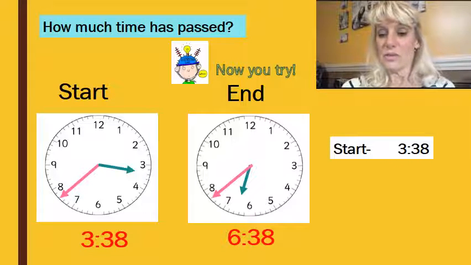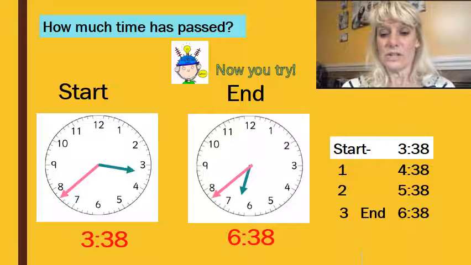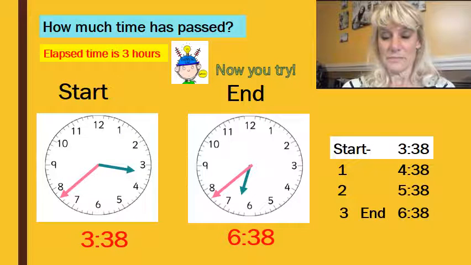If we start at 3:38 and pound 1 hour, that takes us to 4:38. Pound another hour, it takes us to 5:38. Pound an additional hour, and it takes us to 6:38, which means that 3 hours have elapsed over the time. Let's try the next one.